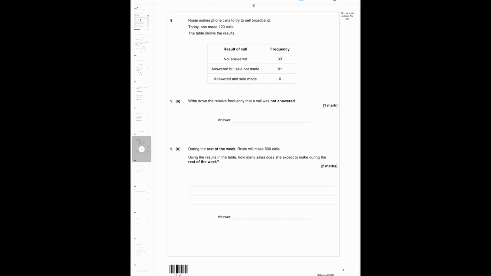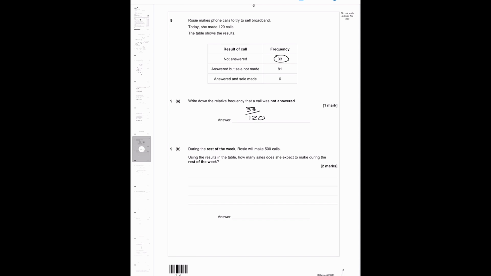Question 9 says that Rosie makes phone calls to try and sell broadband. Today she makes 120 calls and the results are shown, and we've got a table with information on again. Write down the relative frequency that the call was not answered. Relative frequency can be written as a fraction. The fraction will be the number of calls not answered over how many calls she made. 33 calls were not answered, so 33 over our total number of calls, which is 120.